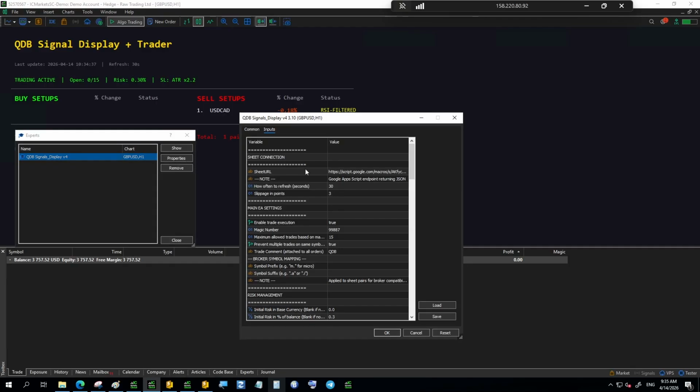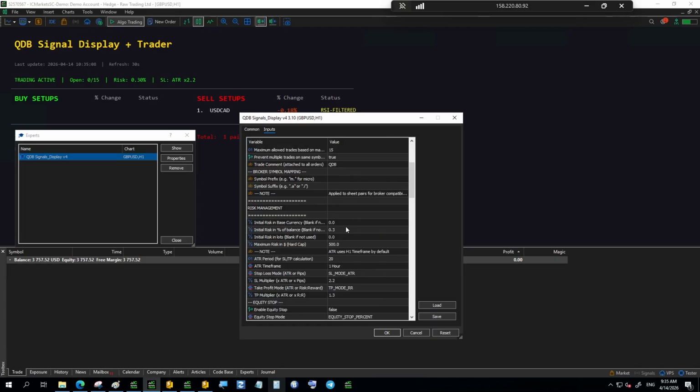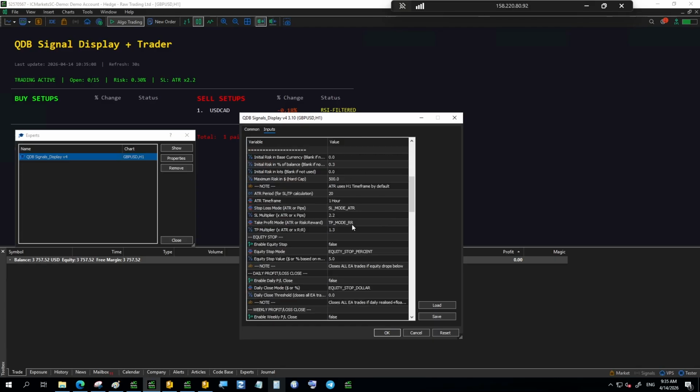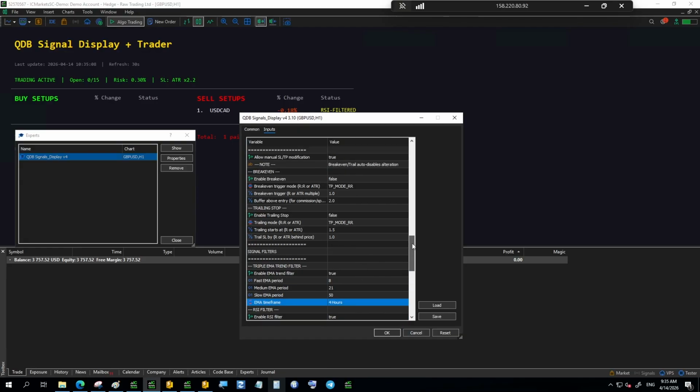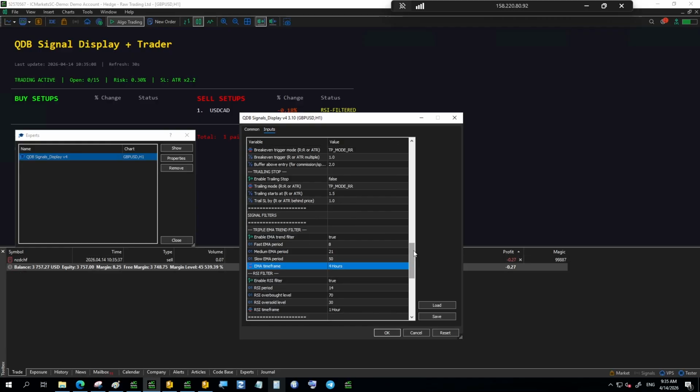Properties. So yeah, you don't want to see that URL. That's an important part that's not given away publicly, because that's the key to the spreadsheet. So you can't have access to that unless of course you subscribe. We're going to keep the default on one machine, but on the other test machine, I'm going to change that to H4, and I might also widen the stop loss and TP also.